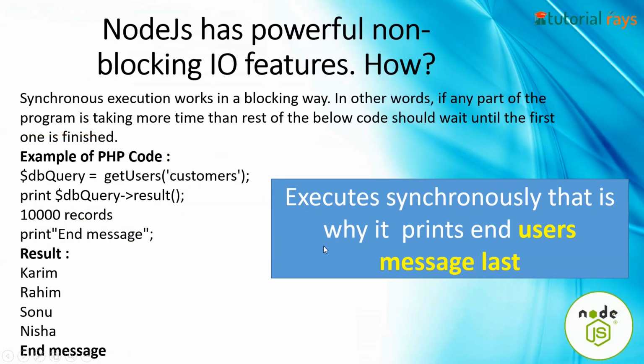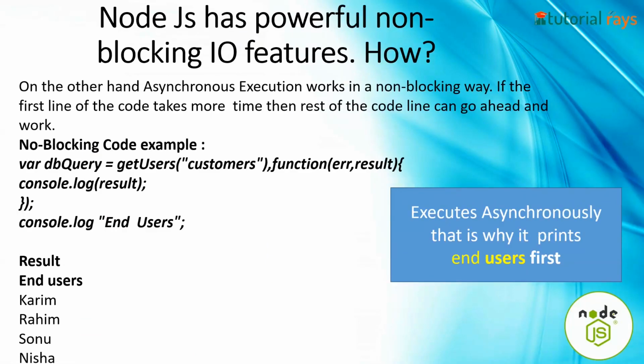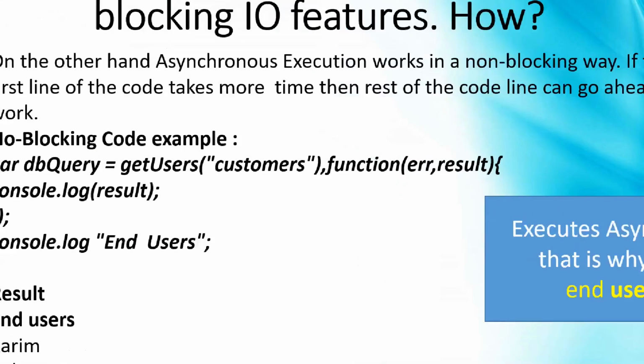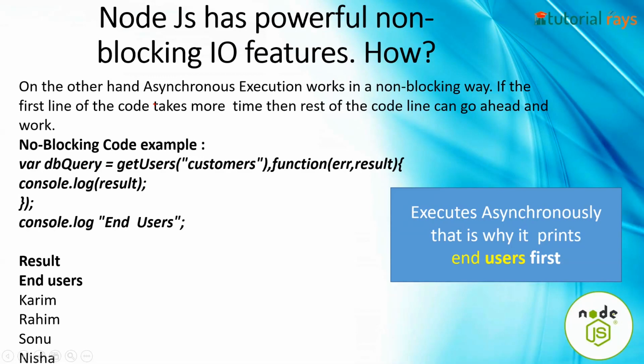Now let's talk about asynchronous. Let's see the same example here. The database query is taken from this customers table. In the Node.js way, the data is shown here, and then the end users message. This is the last message.